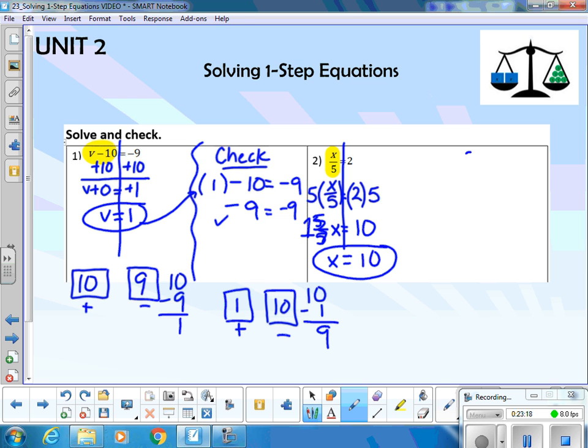And I can check that. Here's my check step. I'm going to plug it back in where my x is, put my parentheses. So now I take my 10 and plug it back in. 10 divided by 5, well, I know that's 2.